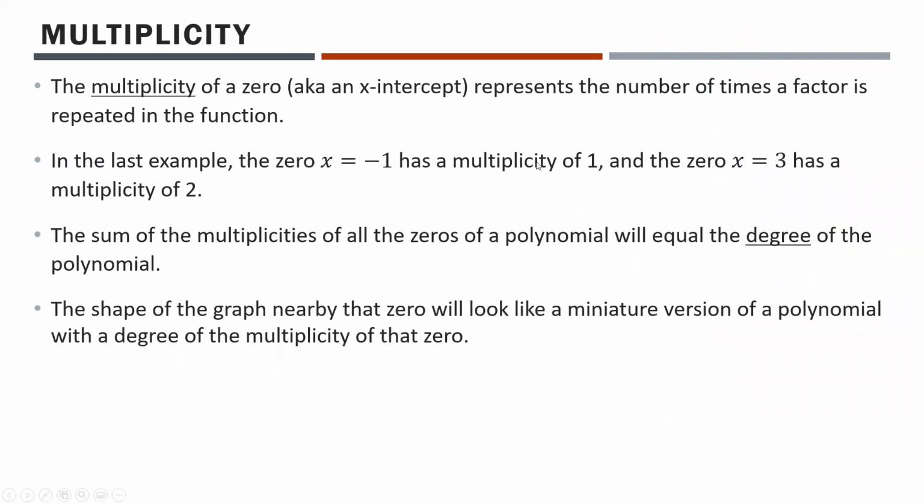Anyway, moving on. So this is a concept called multiplicity. The multiplicity of a 0, also known as an x-intercept, represents the number of times a factor is repeated in the function.